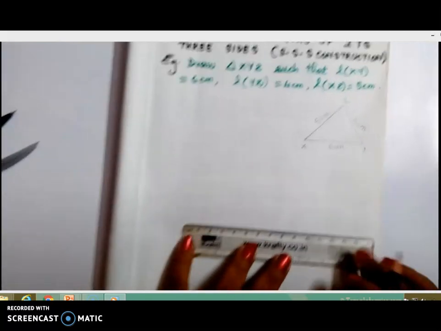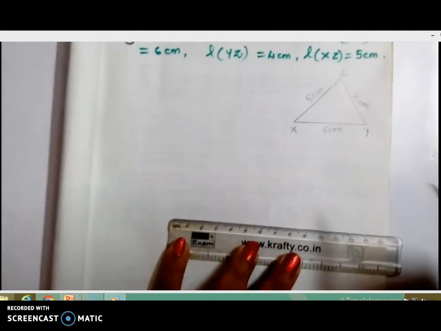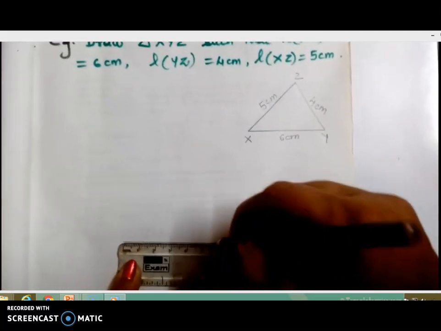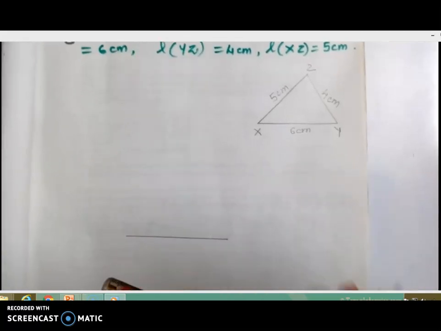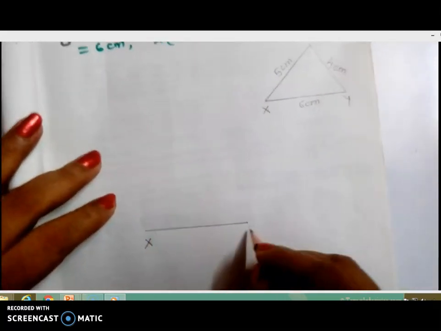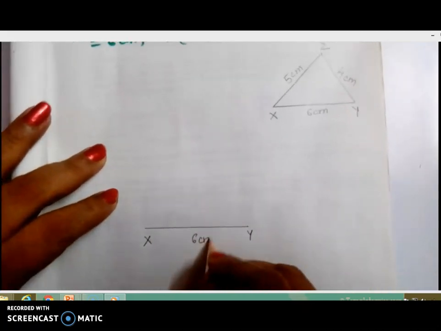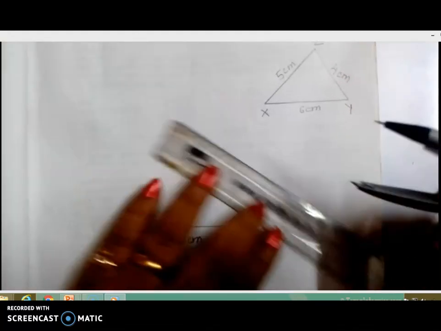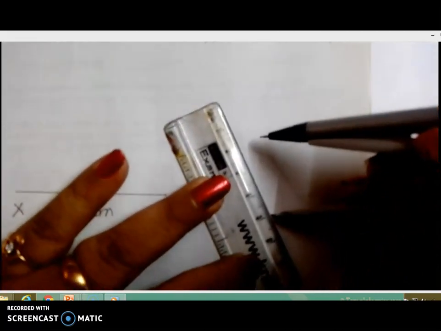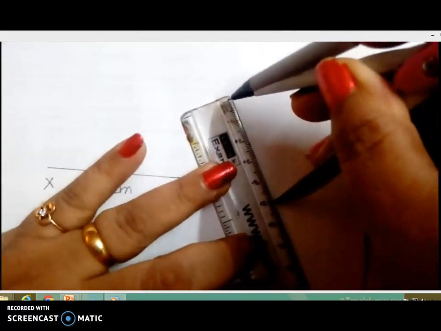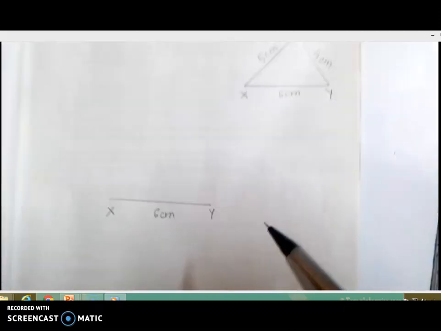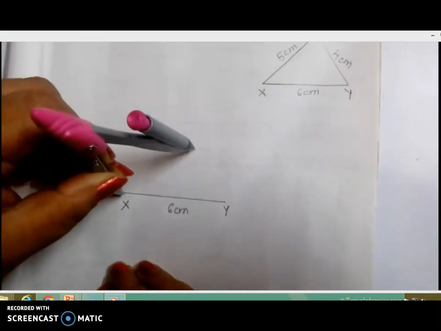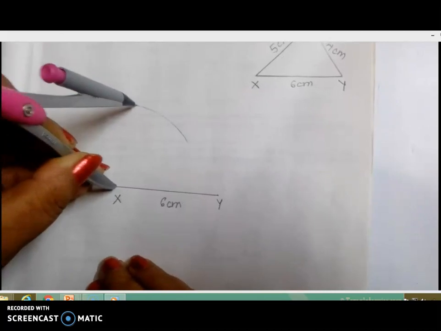So first I will take the base. Base XY is 6 cm. So we have here XY equal to 6 cm. Now with the help of the compass, I will measure 5 cm. And keeping the pointer of the compass at X, we will strike an arc measuring 5 cm.